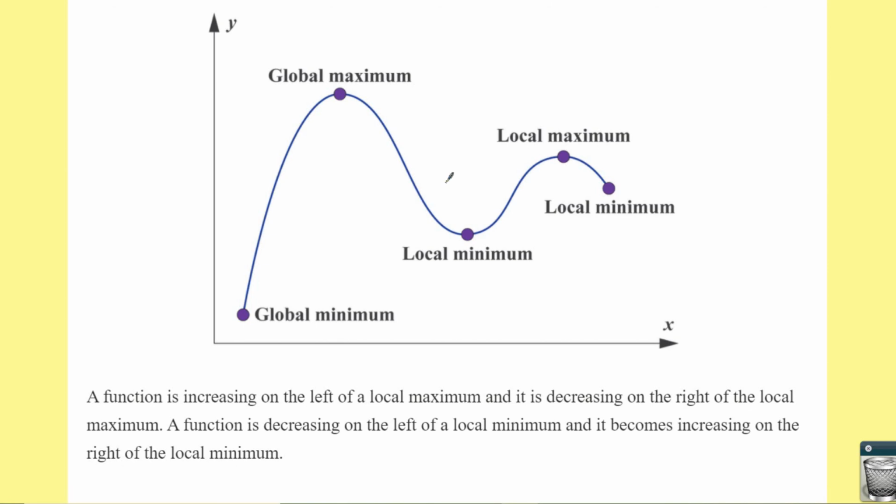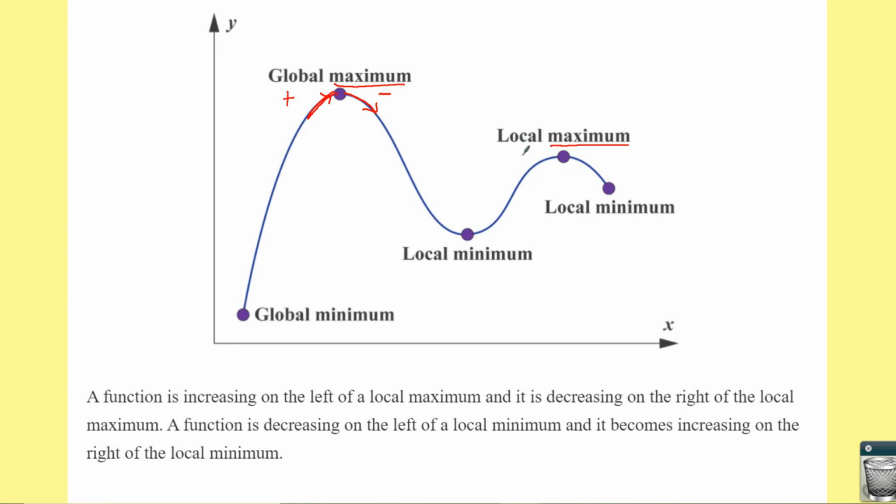The difference between the two is, well, first, a maximum is when you have the left side increasing, because we're going up, and the right side decreasing. So it's like having a positive slope on the left side and a negative slope on the right side. That is a maximum. That defines maximum.